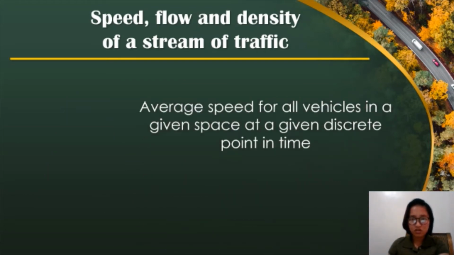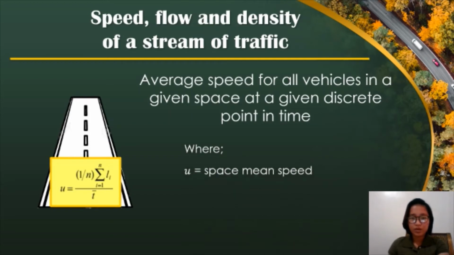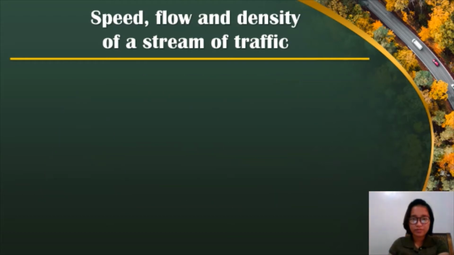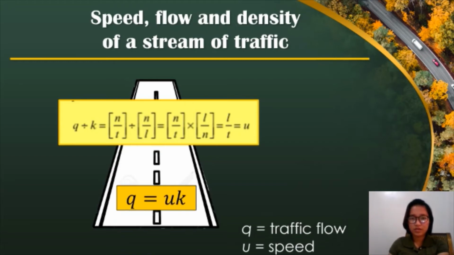For a given section of road containing vehicles per unit length, the average speed of the vehicles is termed the space mean speed, where U is the space mean speed, L is the length of road used for measuring the speed of the ith vehicle. If the expression for Q is divided by the expression for K, the expression for U is obtained. Q is equal to U times K.